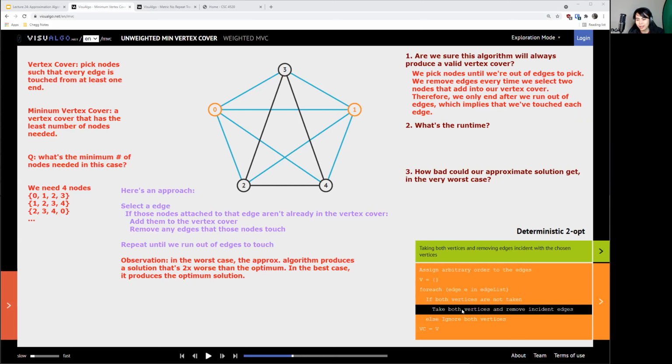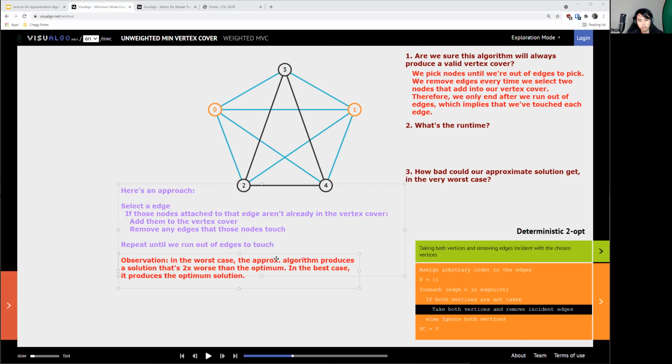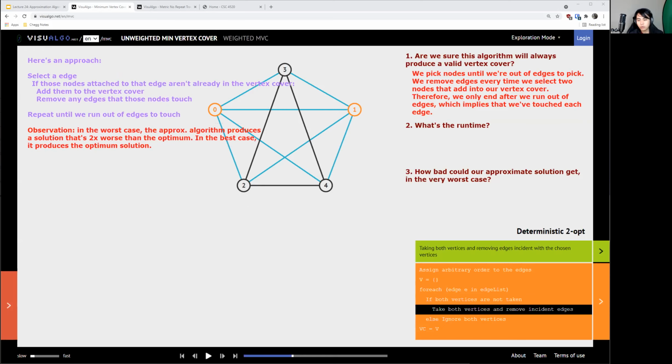You see what I've highlighted here in black in the pseudocode. Take both vertices and remove incident edges. That's what we're doing here, all right? Now, if we keep going and we ask what the runtime is, we have to think about it in terms of the code that we have here, right?